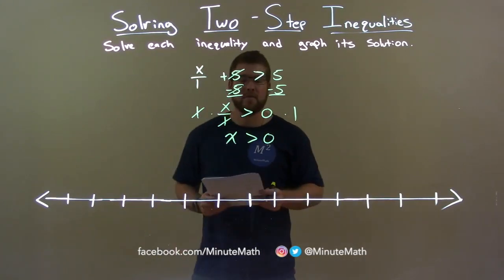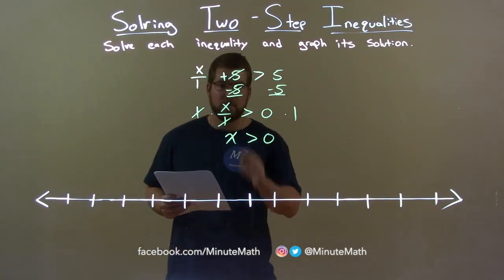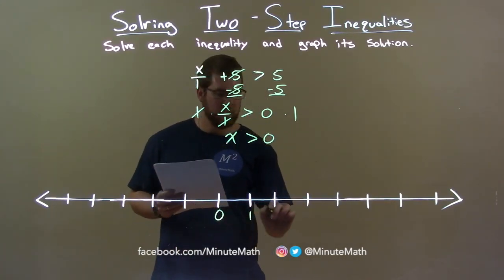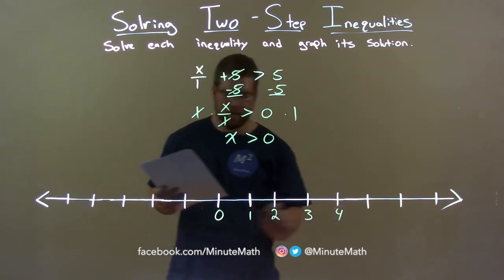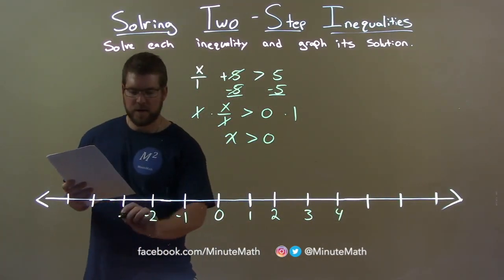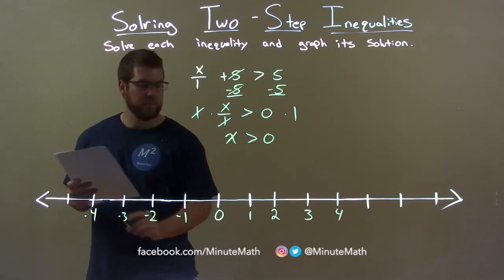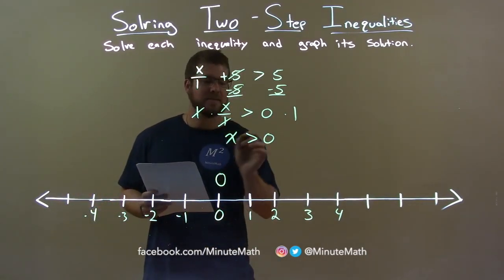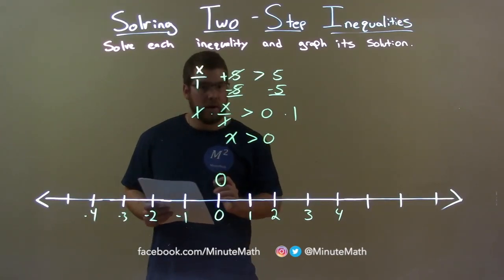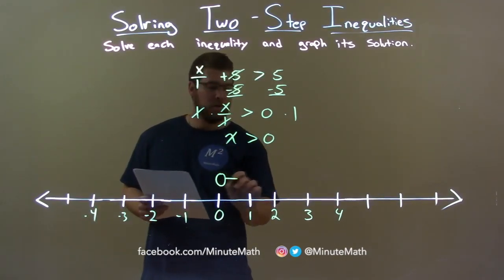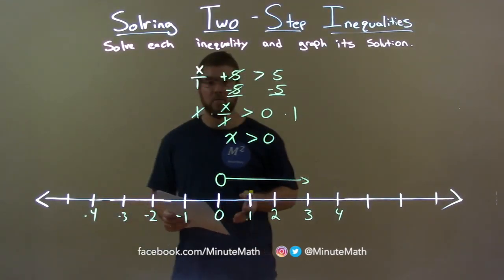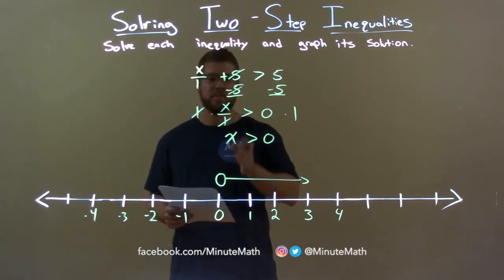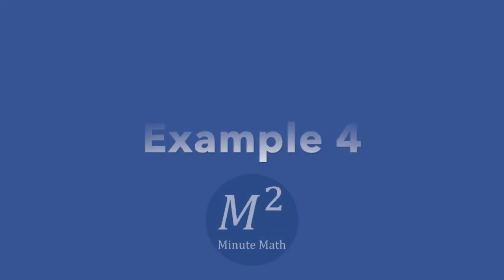So now we have x is greater than 0, but we need to graph it. So let's put a 0 here. 1, 2, 3, 4. Negative 1, negative 2, negative 3, negative 4. Well, we put an open circle at 0. x is not equal to 0, but it's greater than. Greater than means the arrow goes to the right, and there we have it. Our graph matches our final answer. x is greater than 0.